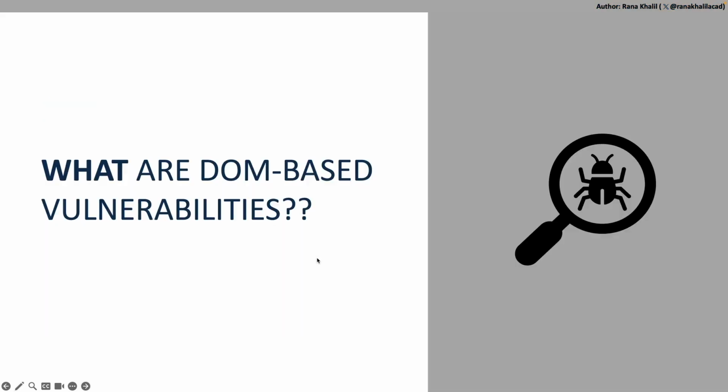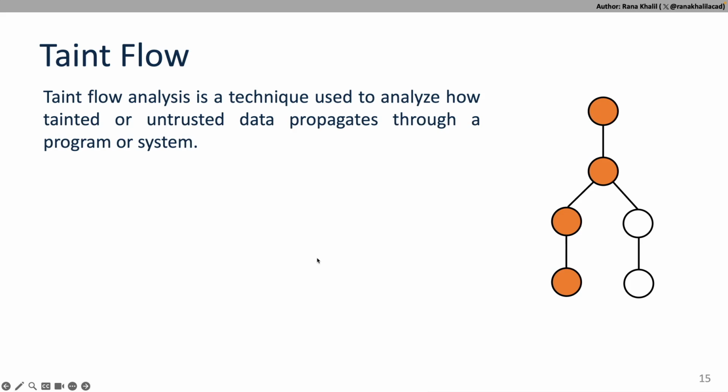Now that we have a good understanding of what the Document Object Model is, let's talk about how insecure processing of DOM data could introduce vulnerabilities into your application. To do that, we need to first understand the concept of taint flow analysis.